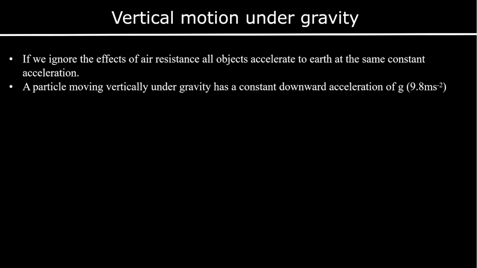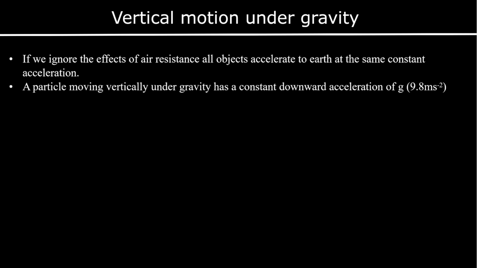In this video, we are looking at vertical motion under gravity. If we ignore air resistance, every object will accelerate to Earth at the same constant acceleration. So it doesn't matter what the object is, it could be a brick or a feather. It's accelerating at 9.8 meters per second squared, and we call that G.